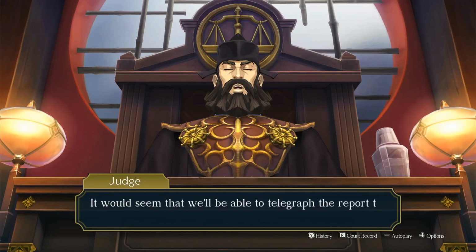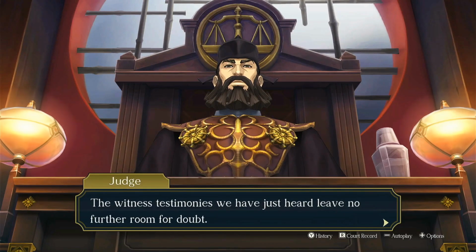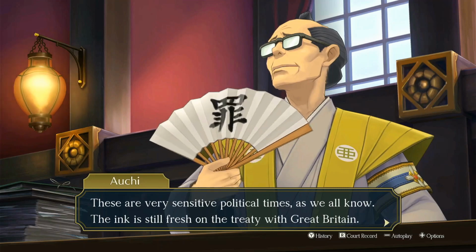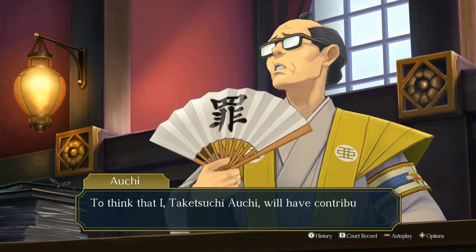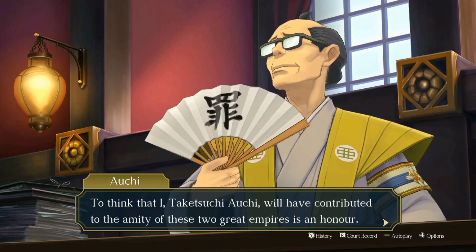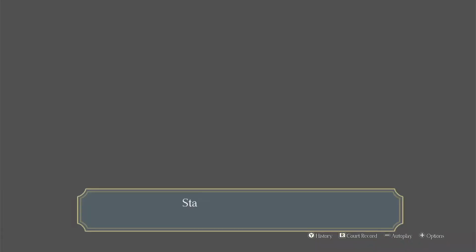It would seem that we'll be able to telegraph the report to the Great Britain on time after all. The witness testimonies we have just heard leave no further room for doubt. These are very sensitive political times, as we all know. The ink is still fresh on the treaty with Great Britain. To think that I, Tagetsuki Auchi, will have contributed to the amenity of these two great empires is an honor. How can this be happening? The judge is ready to rule.